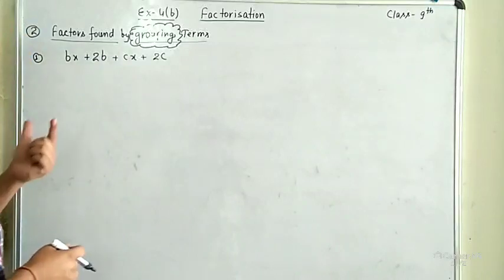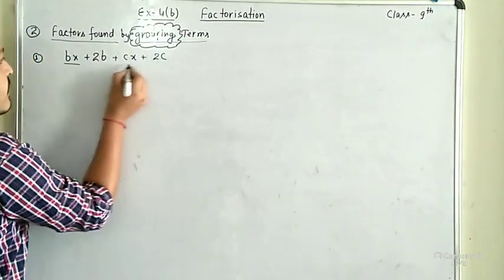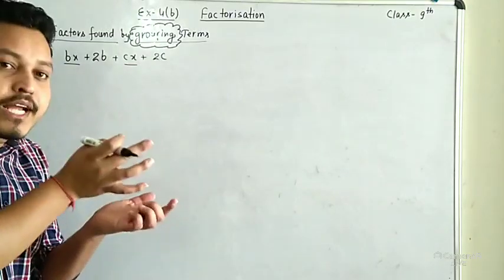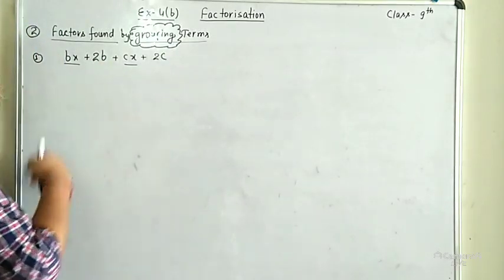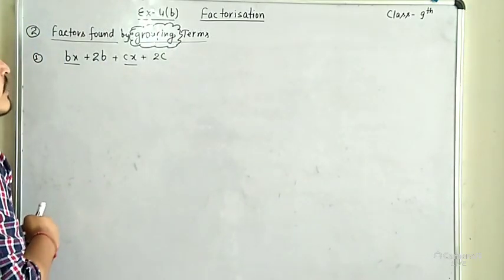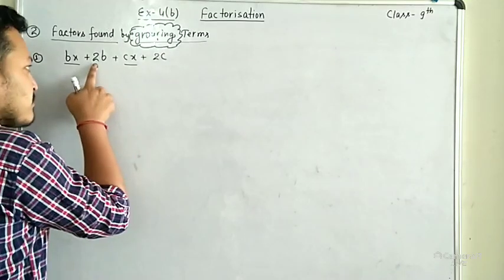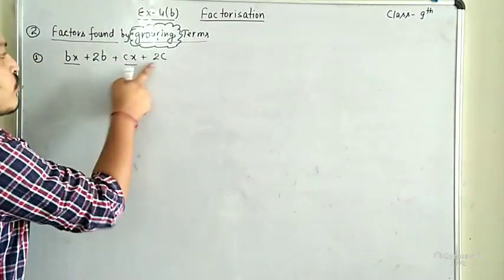So first of all, identify which are the same groups. For example, this is bx and cx. It means take a group of terms and take something common out. What can we take common from here? We can take x common. Next, the second terms are remaining: 2b and 2c. Here also, what is common? 2 is common.